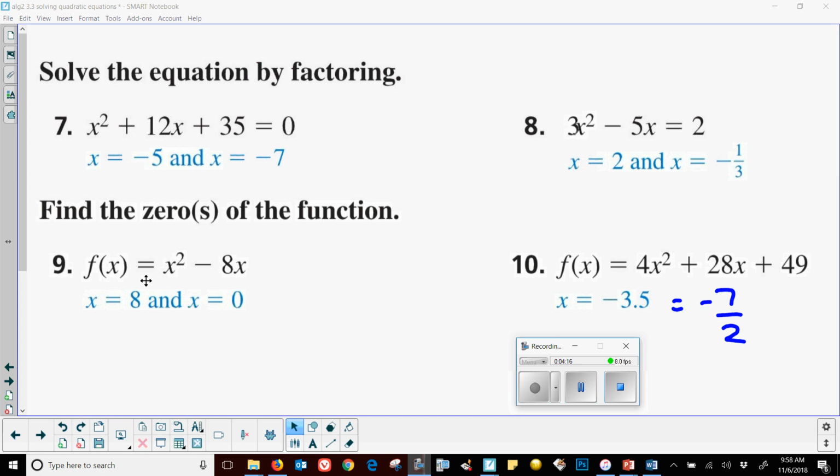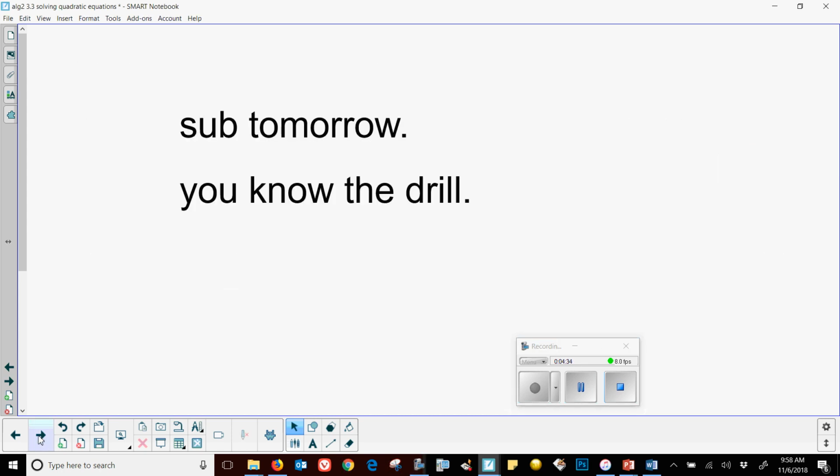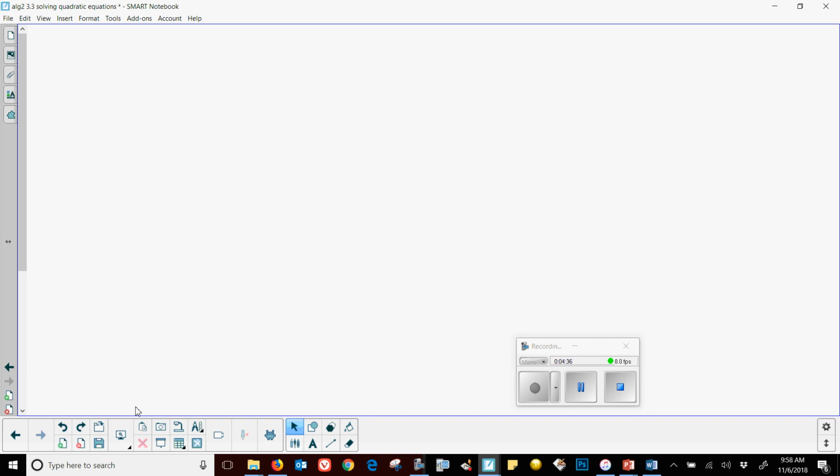This one pulled out a greatest common factor, so it was x times x minus 8. Well, the x by itself could be 0. The x minus 8, x would be 8 if it's 0. So we just did some more practice. It's the same factoring we've been doing, but now we have this equals 0, where you set all the factors equal to 0 and finish solving from there. So yeah, that was solving quadratic equations.